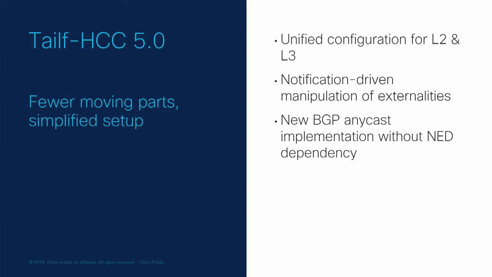We act primarily on notifications, and from the notifications regarding changes in HA state in NSO, we move a virtual IP address around, or we change the BGP settings to handle the BGP Anycast functionality. There's also a completely new BGP Anycast implementation, no longer based on Quagga, as that was not actively maintained. And with the new solution, we have removed the dependency on a NED, so there's one less package to be installed for this.